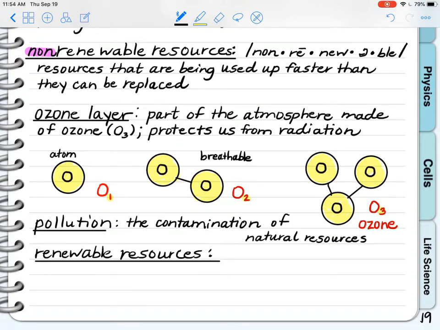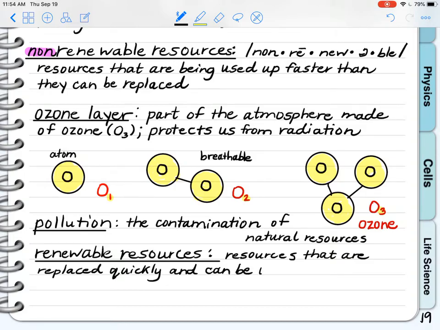Renewable resources are resources that are replaced quickly, like wind and sunlight, and can be used repeatedly. As long as the sun rises, we'll have sunlight. We can use solar energy. That is a renewable resource. Wind is renewable. Windmills are used to harness that power. So those are renewable resources. They are replaceable fairly easily.